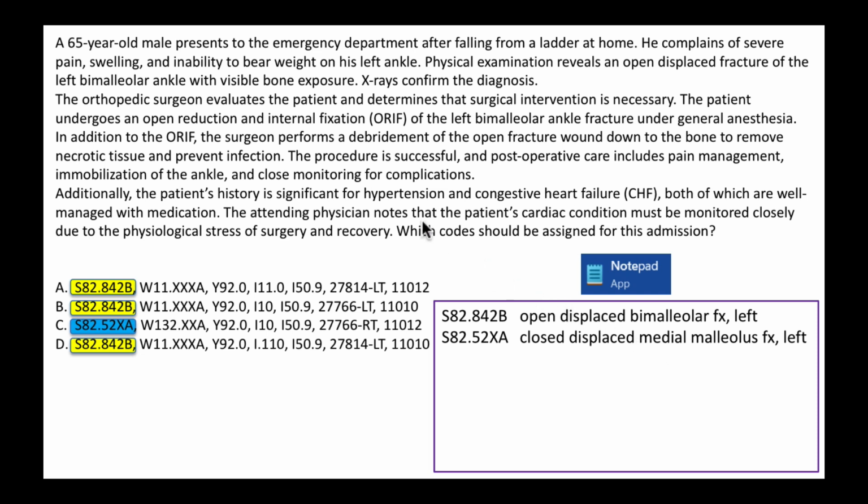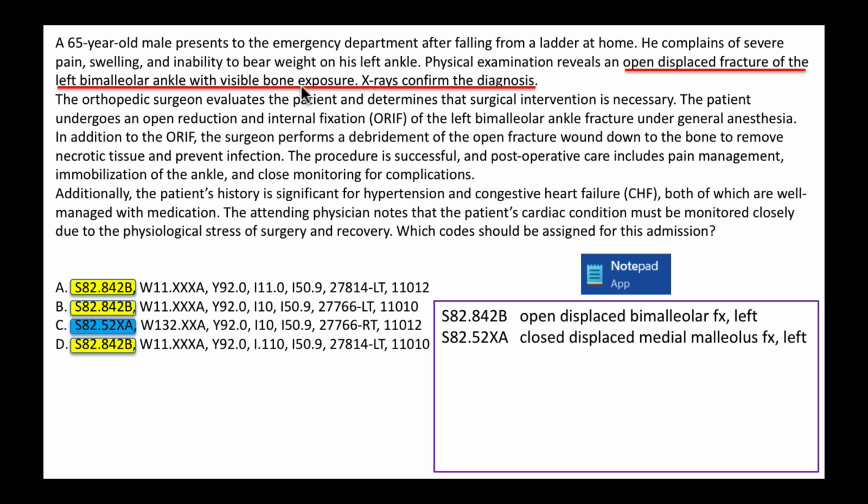Let's read it. A 65-year-old male presents to the emergency department after falling from a ladder at home. He complains of severe pain, swelling, and inability to bear weight on his left ankle. Physical examination reveals an open displaced fracture of the left bimalleolar ankle with visible bone fracture. X-rays confirm the diagnosis.